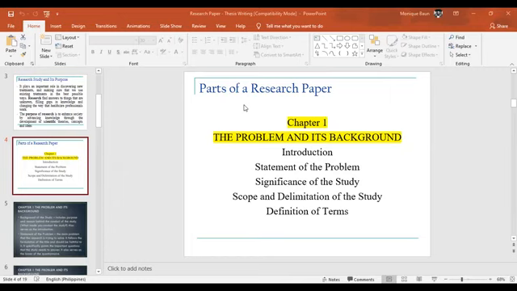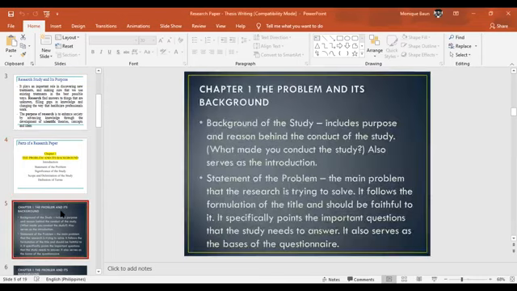Now let's discuss the parts of Chapter 1. The first thing that we have to do is to have the background of the study, or the introduction. It includes the purpose and reason behind the conduct of the study. So what made you conduct the study? You're going to answer this question.